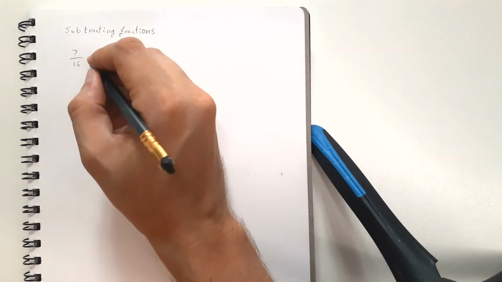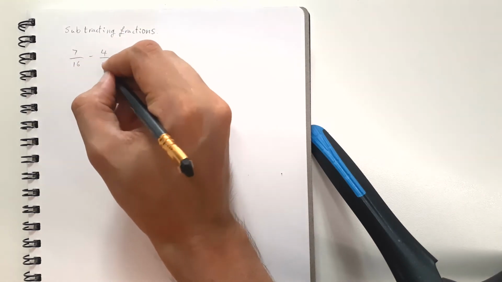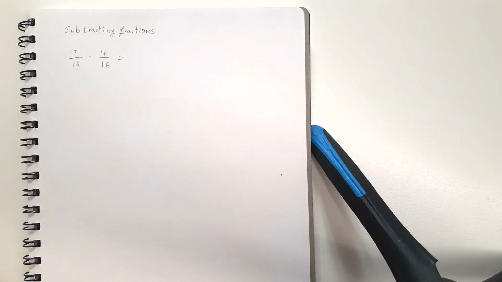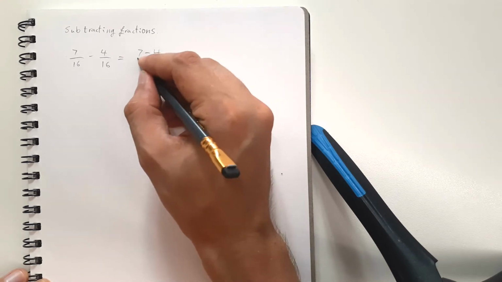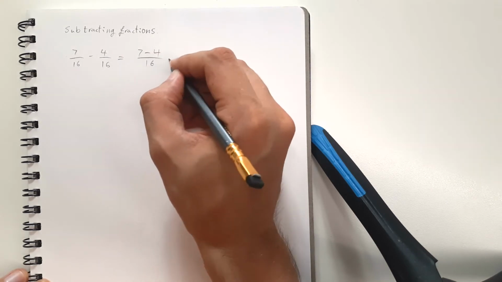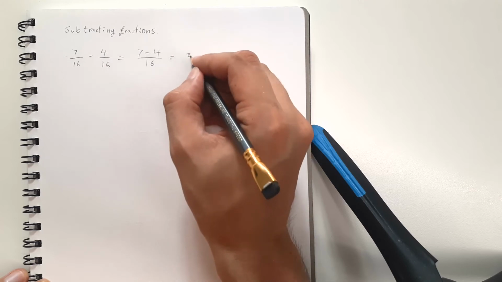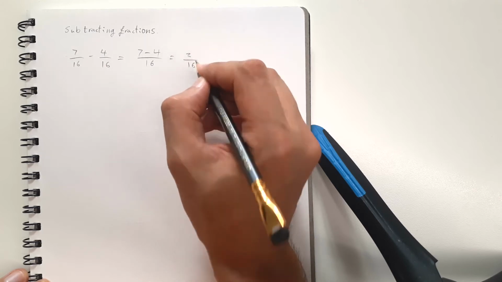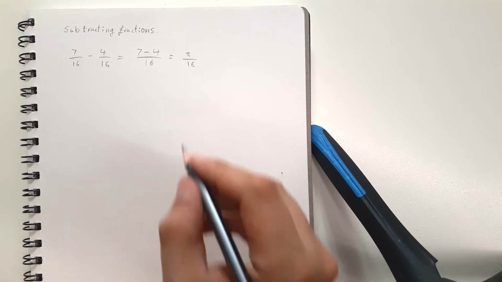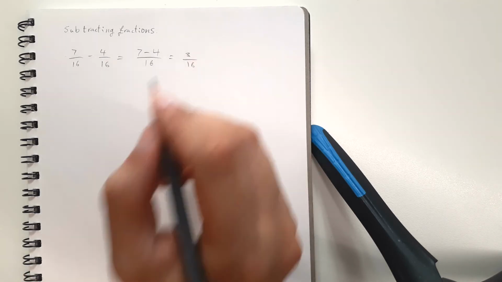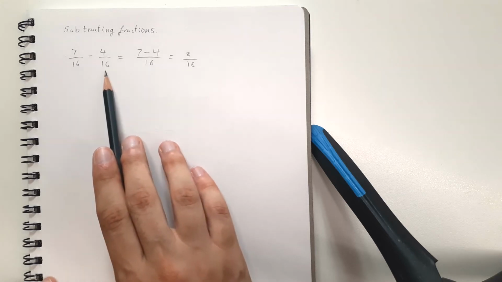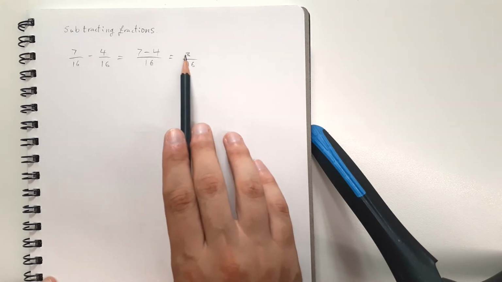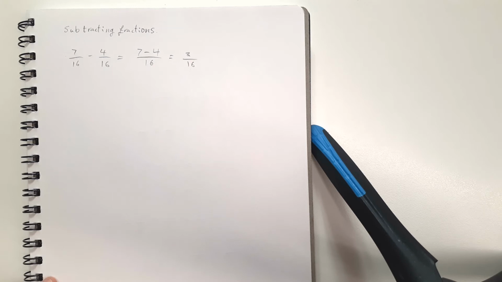We have 7/16, take 4/16, and the only thing we're subtracting is the numerator. So our answer is 7 take 4 over 16, which is 3 on 16, and that's it. We can't do anything else with that fraction. Remember, only the numerators. If we took away on the denominators, we'd have 3 over 0, which isn't great.